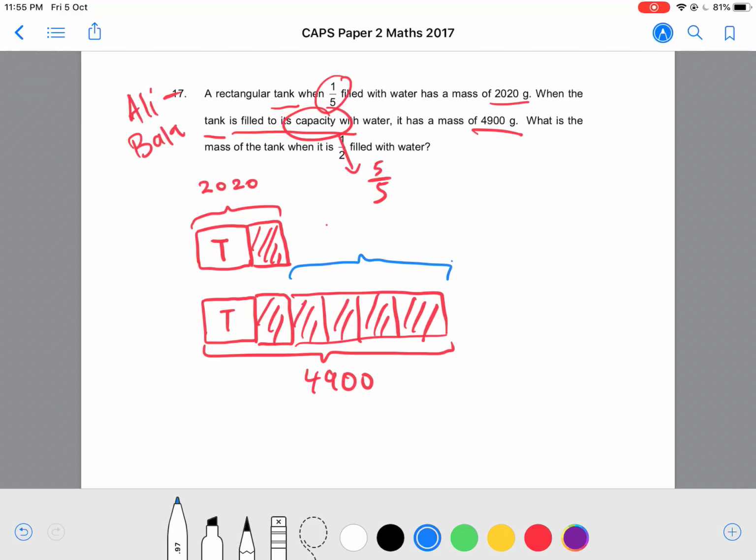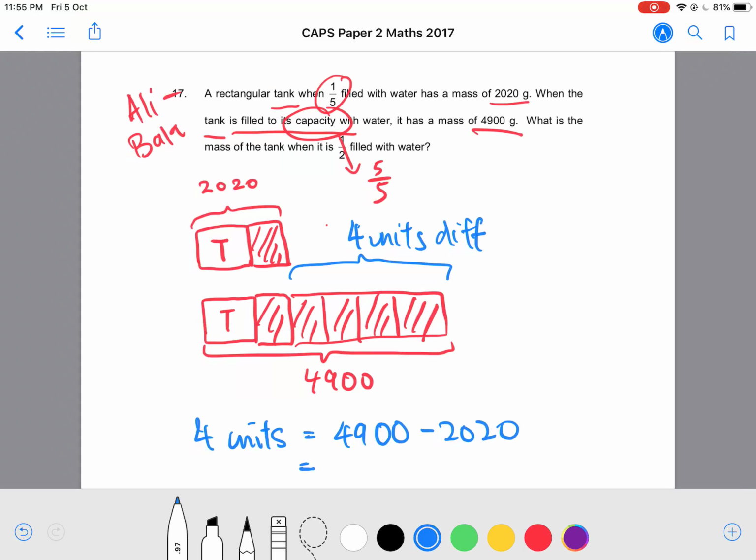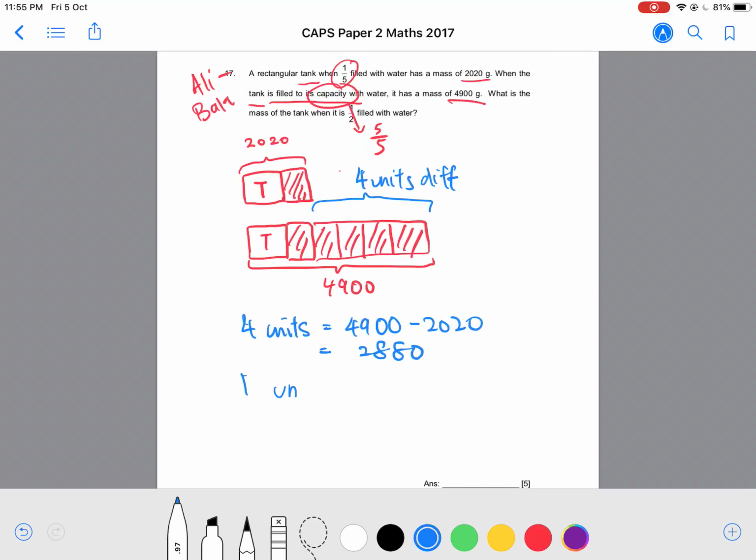Can we find a difference? The difference of how many units? 4 units, right? 4 units difference. Alright, so 4 units is going to be equal to 4900 minus 2020, which will be 2880. So as usual, we always find for 1 unit. That's 720. Now if you know that 1 unit is 720, this is 720, right? This is 720. These are all 720.